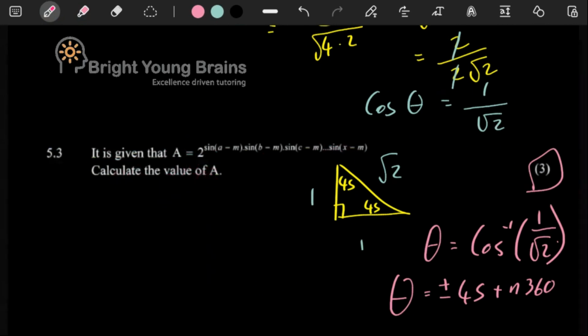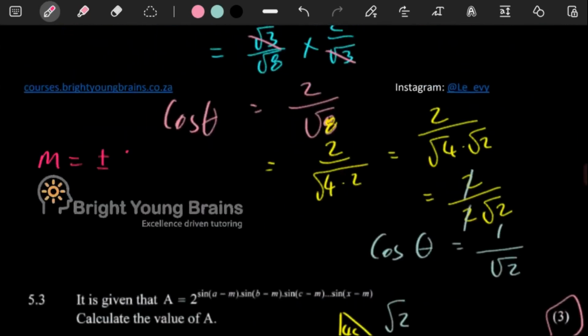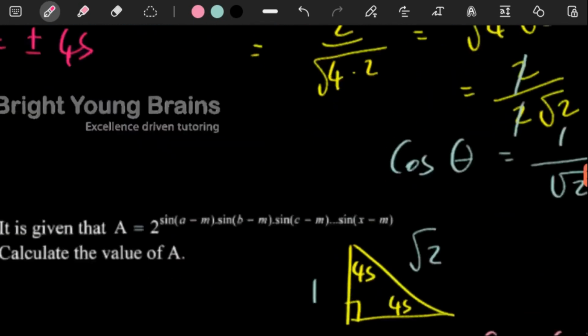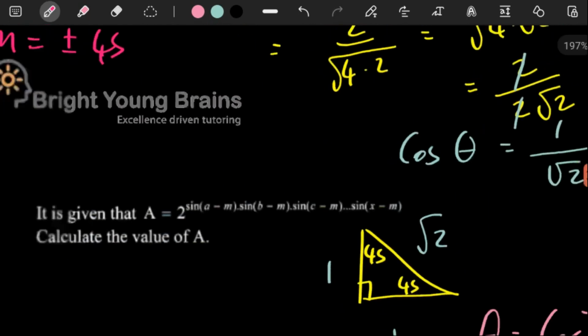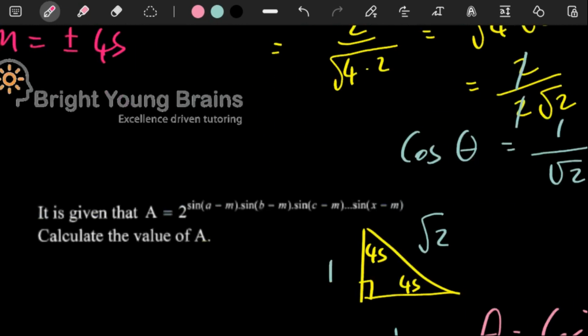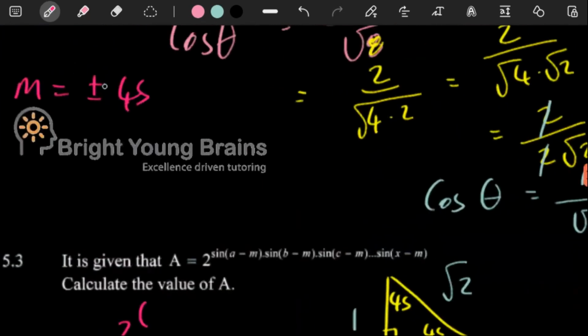What we know is, remember, M is plus or minus 45. So we have to be careful there. This question looks super weird. It really does look weird. But then it doesn't matter, because I feel like this is one of those trick questions. It doesn't matter what this is. Remember, all this is saying is 2 to the power of a certain number, right? So we know that M is going to be plus or minus 45.